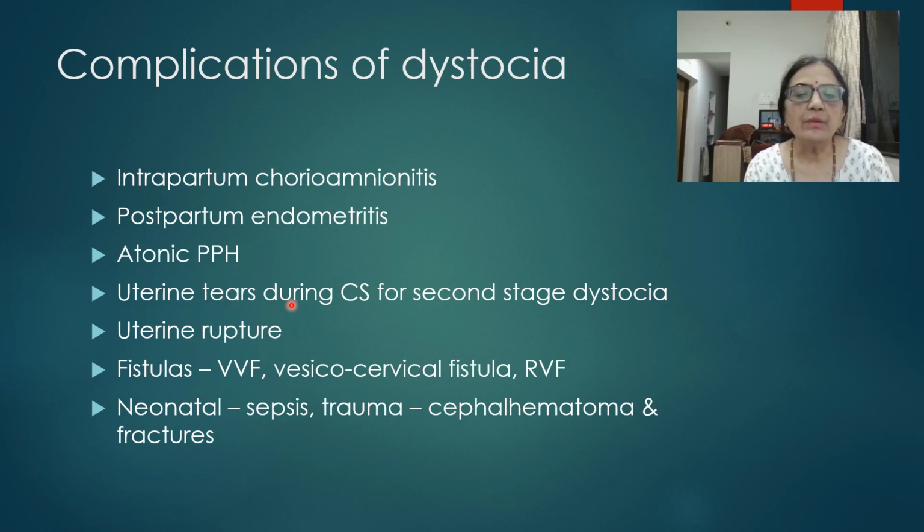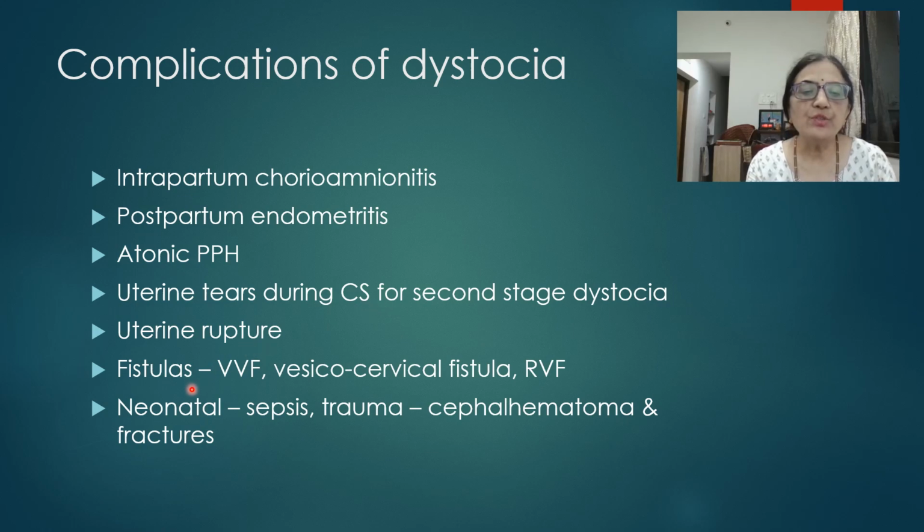Uterine tears are seen occurring more frequently during cesarean section whenever it is done for second stage dystocia, because here the lower uterine segment is excessively stretched and thinned out. So you must have experienced that in second stage cesarean section there is always a risk, whenever you give an incision and deliver the baby, of extension of incisions, tears in the angles of the uterus or even in the middle part of the incision, and that sometimes leads to excessive bleeding and intraoperative hemorrhage.